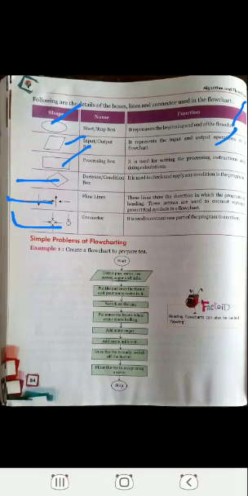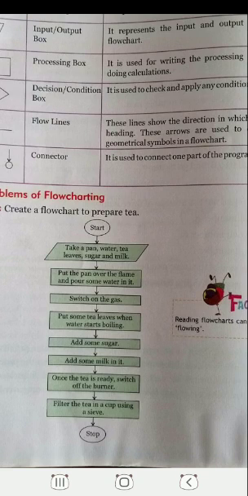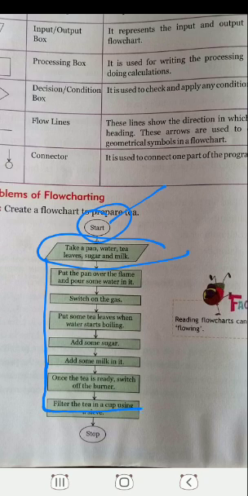Now let's take an example. Create a flowchart to prepare tea. As you see, start, it is in the start stop box. Then another one is a parallelogram. This is the input: take a pan, water, tea leaf, sugar and milk. This is the input, and all these are the processes.